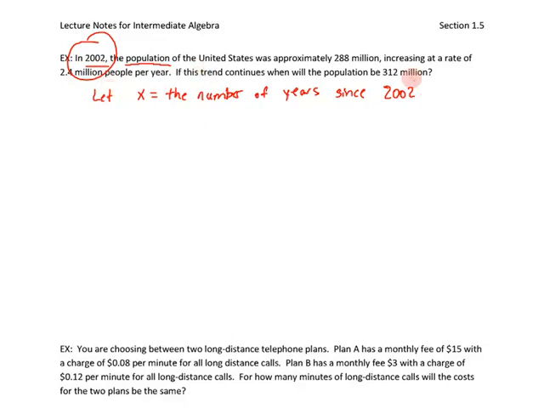Okay? Now here's what we know. It starts at 288 million and increases at a rate of 2.4 million per year. Okay, so here's how I would write that. 288 is its starting value, plus for every year that goes by, we increase by 2.4 million. Now you'll recognize this word here, per means multiply, so it's 2.4 million per year, which means times x. So this is an expression for the population.